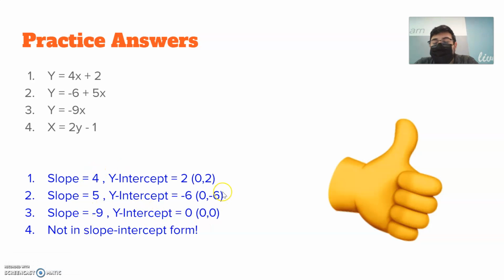For number 4, that's a trick question. It is not in slope-intercept form. If you did solve for it, then go ahead and submit that to me so I can see if you did it correctly.